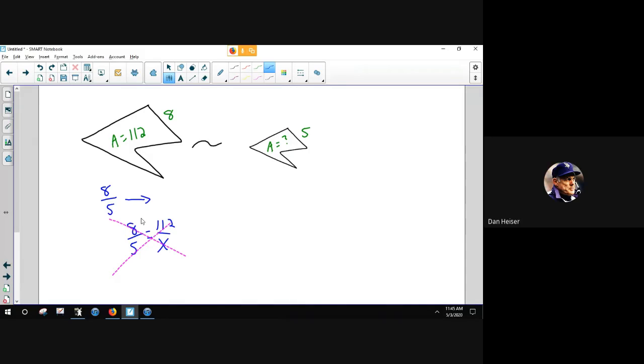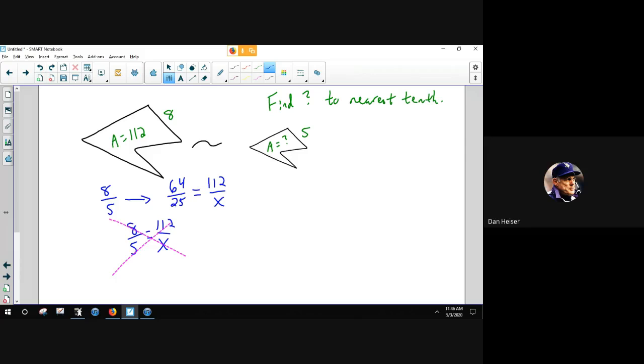So I have to turn 8/5 into an area ratio. And we do that by squaring it. 8/5 squared, 64/25. That is the ratio that we will use. And let me just add here, find x, let's say to the nearest 10th. We'll say nearest 10th. So we know how to deal with proportions at this point.